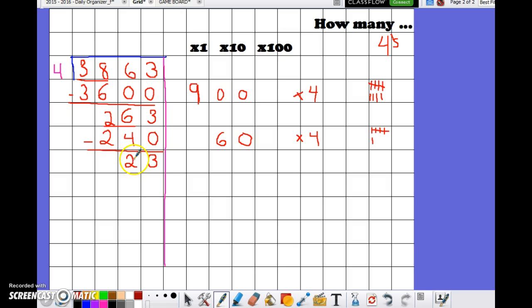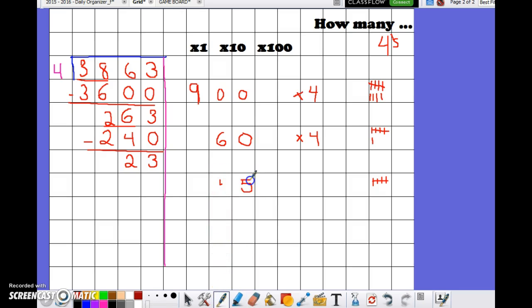And then I need to see how many hundreds, tens, or ones fit into 23. But it's not just 100, 10, or 1. It's 400, 40, or 4. So let's see. Again, I can look at my ones. How many ones? 4, 8, 12, 16, 20. I don't want to go to 24. So I stop right there and I realize that it's not just 1, but it's actually 5.